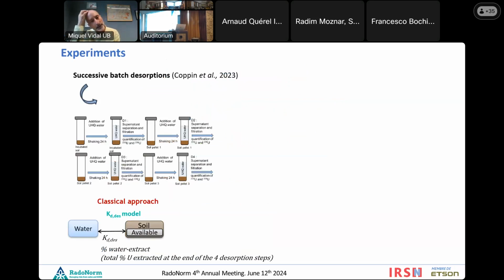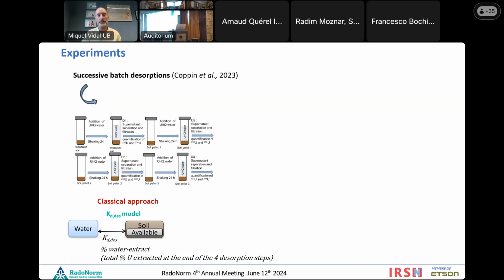The samples have been analyzed based on a successive batch desorption test that Coppin et al. published in 2023. Basically, what they do is, in batch tests, they carry out a number of desorptions, around 4 desorptions for the initial contaminated soil, and then they recover the solution every time.